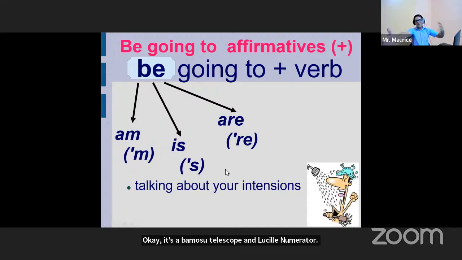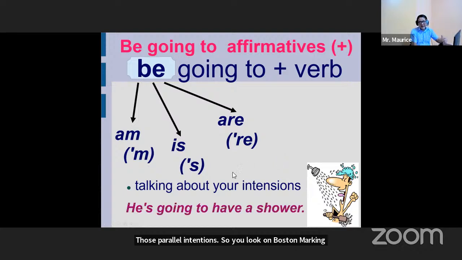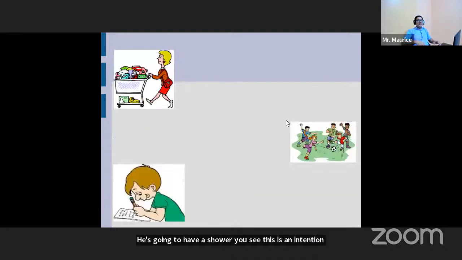Si yo le pongo esta imagen aquí, ¿ok? Obviously, the intention of this guy is this. He's going to have a shower. He's going to have a shower. You see, this is an intention. So let's practice. Okay, here you have 3 different images. I want you to make sentences. 3 sentences, obviously, for their intention.